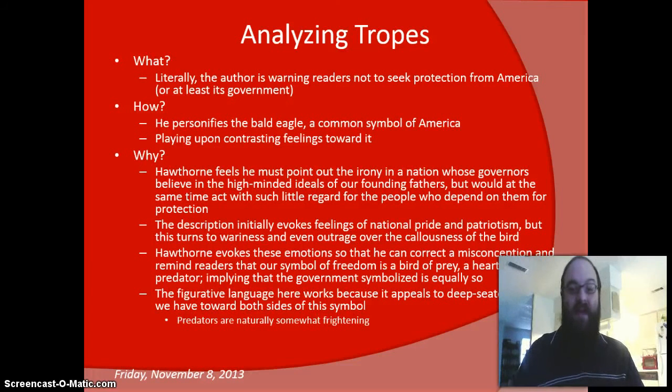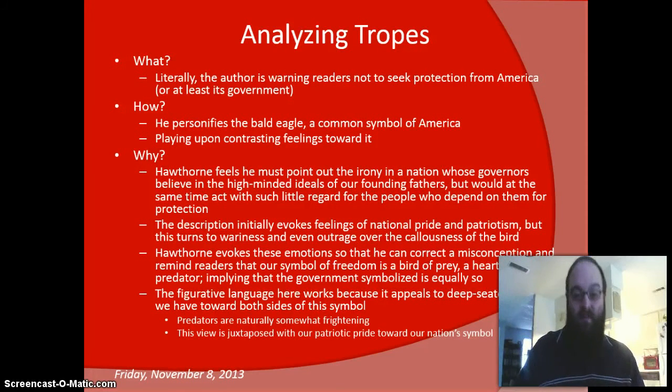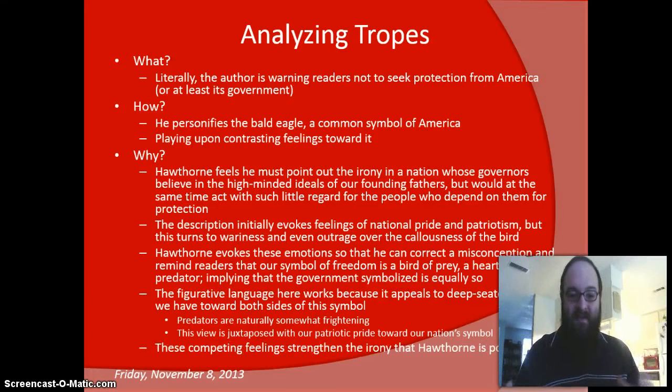First of all, predators are naturally somewhat frightening. That's just biological. Predators are terrifying creatures on a very deep psychological level. This view he juxtaposes with our patriotic pride, our appreciation of our nation's best known symbol. And so these competing feelings strengthen that irony that Hawthorne is pointing out. Irony, by the way, is just when an author tries to point out the way something is that's not how we believe it should be or how we naturally expect it to be. That's irony here.